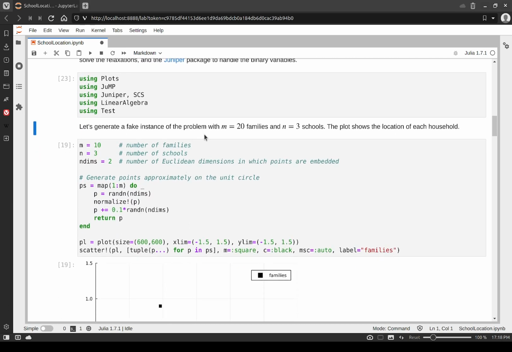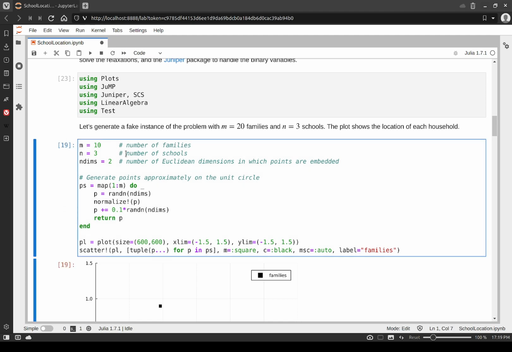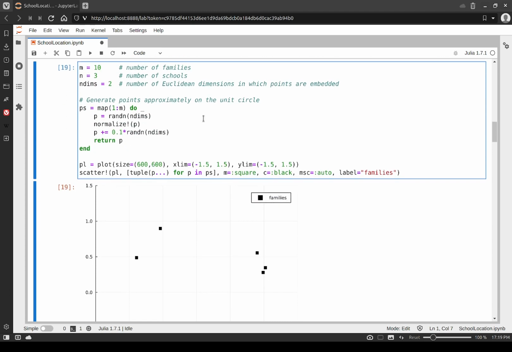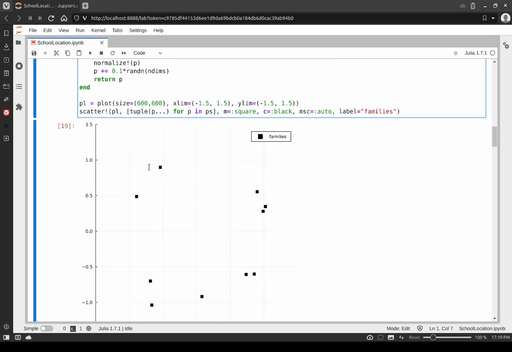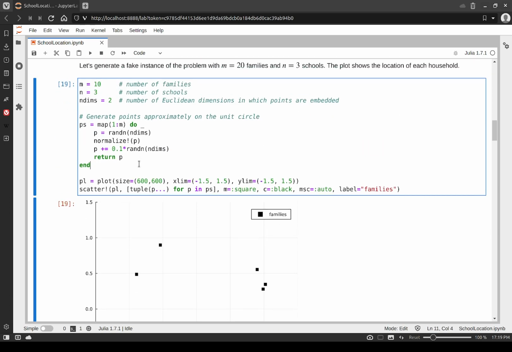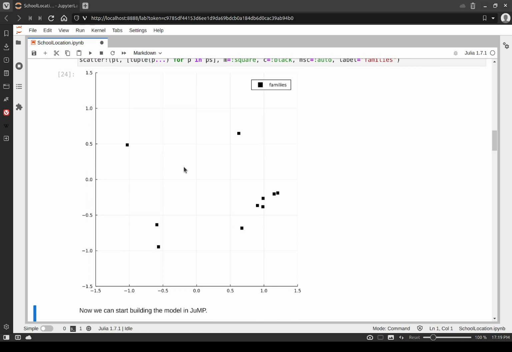To generate a fake instance, I wrote 20 families and 3 schools here. To make this video go quickly, I'm going to use just 10 families. We're going to have 3 schools, and then n dims here is the number of Euclidean dimensions in which the points are living. So that's 2 in this case, right? And you can try a higher number, but the plotting code won't work. So 2 is kind of a safe choice. So what we've done here is I started by generating points that were exactly on the unit circle here, and then I just kind of nudged them in one direction.